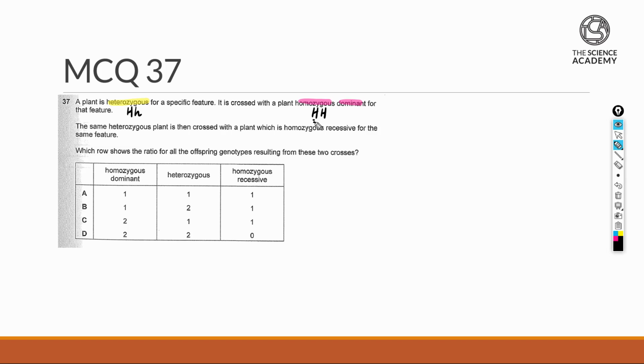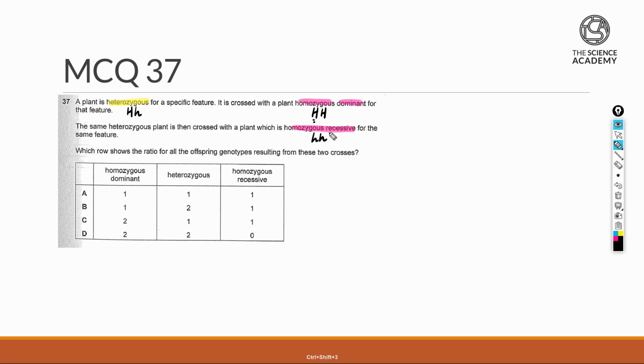So the same heterozygous plant is then crossed with another plant. This time around, this plant is homozygous recessive. So we're looking for two small copies of the recessive allele. And now we're going to take a look at the ratio of the offspring genotype resulting from these two crosses.